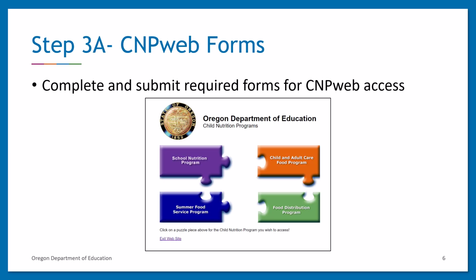Step 3A of the application process is where you will submit required new sponsor forms, those that will set up your CNP Web account and access. CNP Web is the system that ODE-CNP uses to store and submit necessary sponsor information. In Step 3A, the new sponsor information form, user authorization forms, and add site forms, you will provide ODE-CNP necessary information on your organization, staff, and sites via these forms.